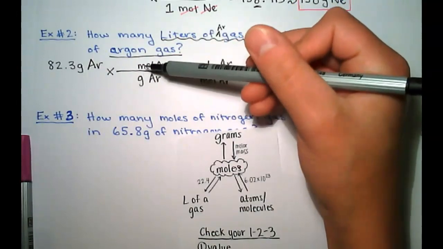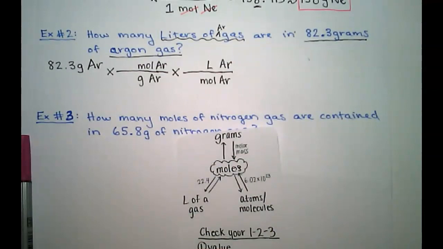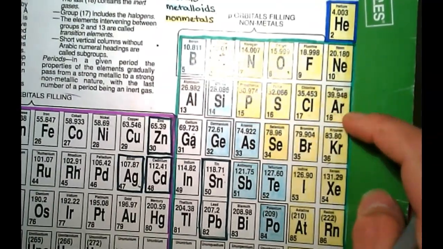So to get the number of grams that are equal to a mole of argon, I need to look at my periodic table. So if you look at argon here, it's 39.948.